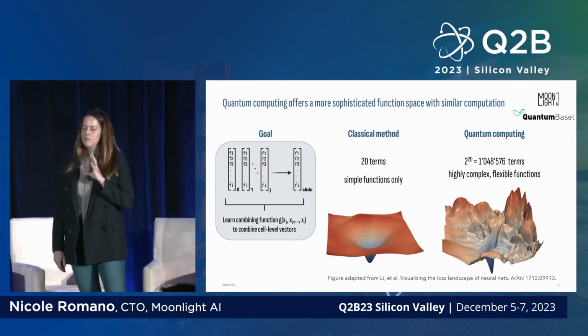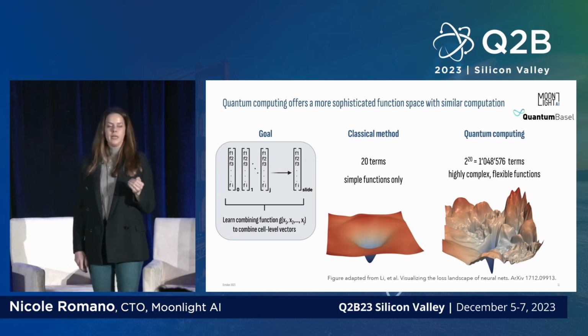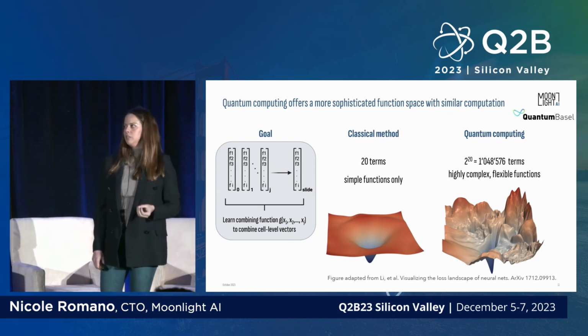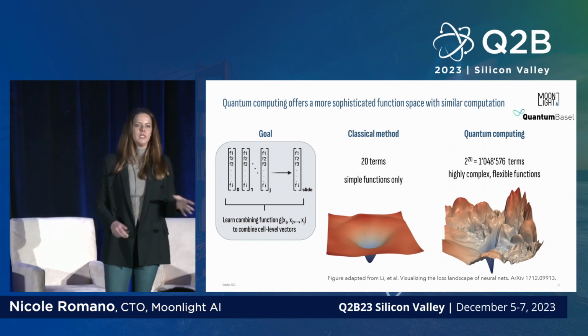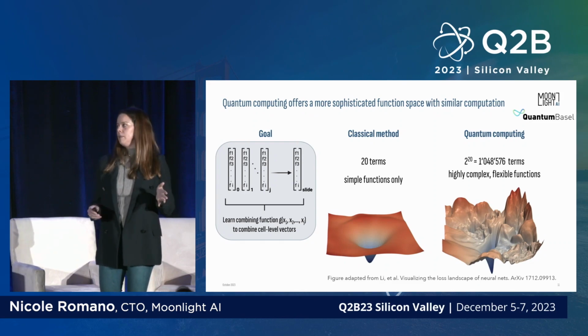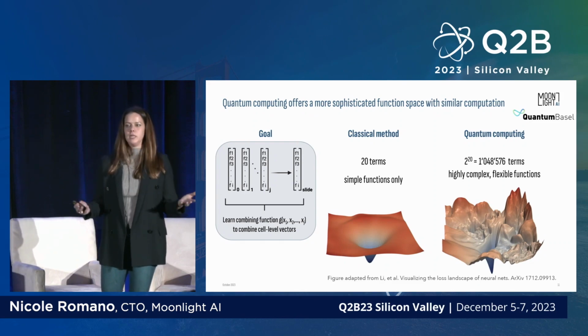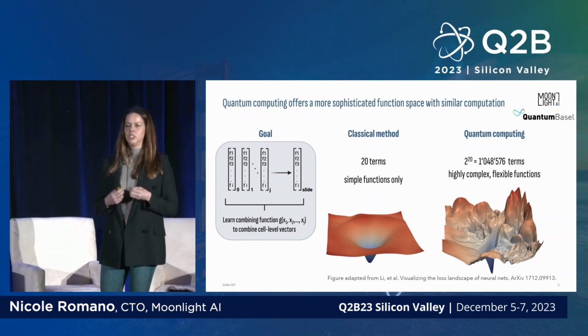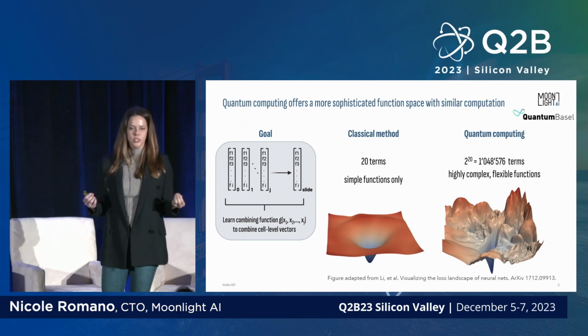On the left, I have our goal. So we want to learn a combining function, g of x, that allows us to combine the cell-level vectors into an appropriate slide-level representation. And just for the sake of argument, let's assume that with classical computational methods, we have, as everyone does, hardware constraints, and we have allotted ourselves a function that's trainable with 20 terms in it.